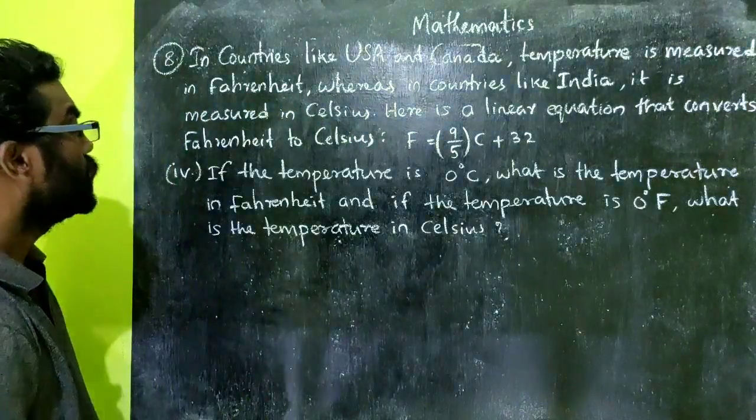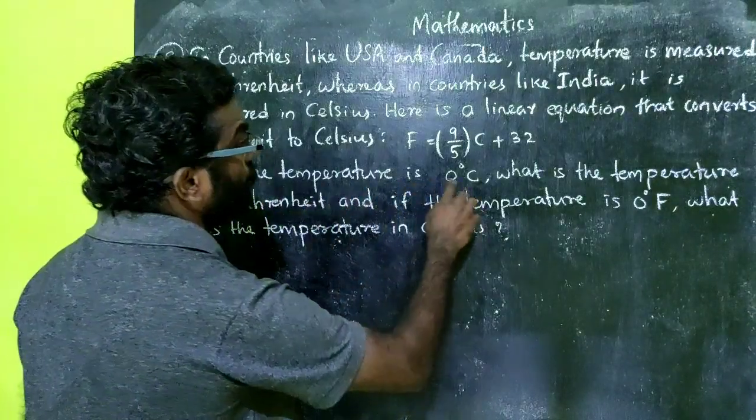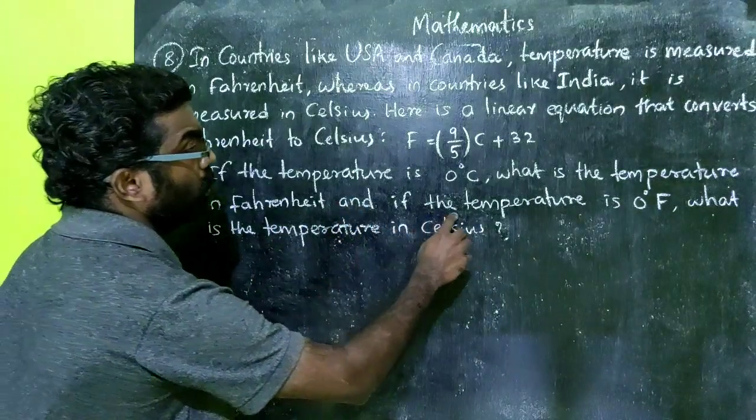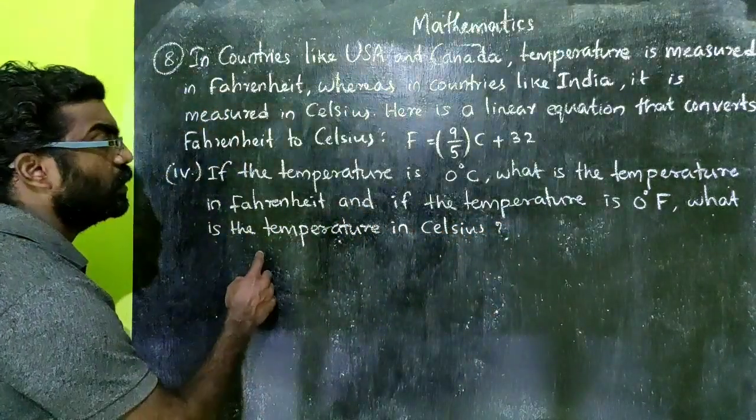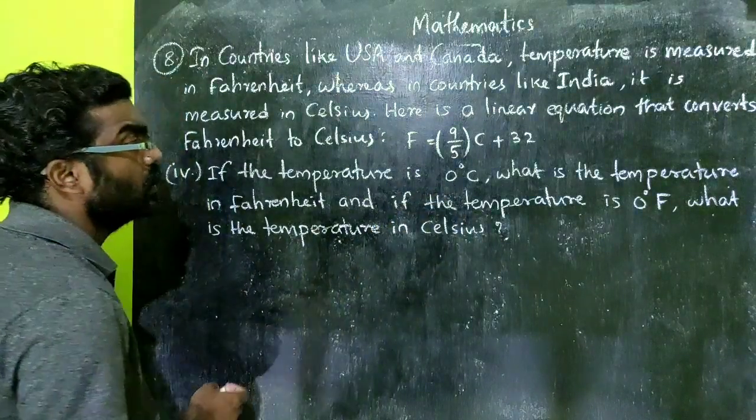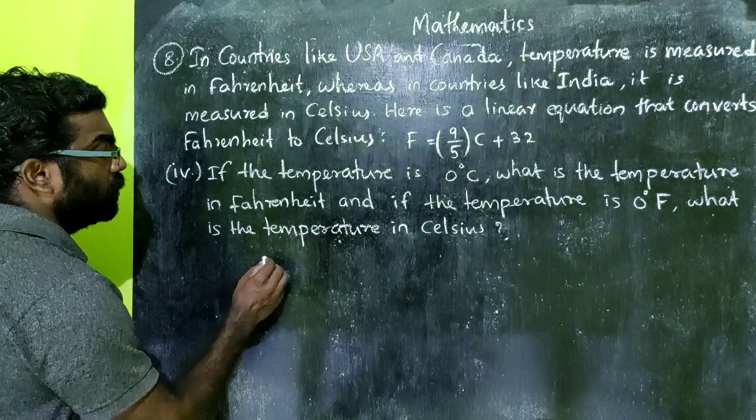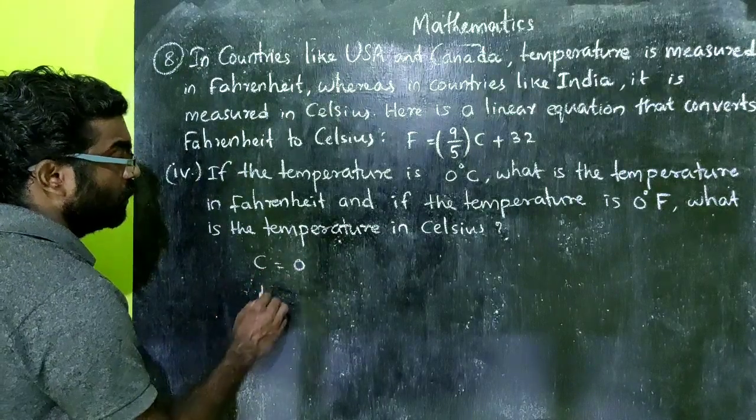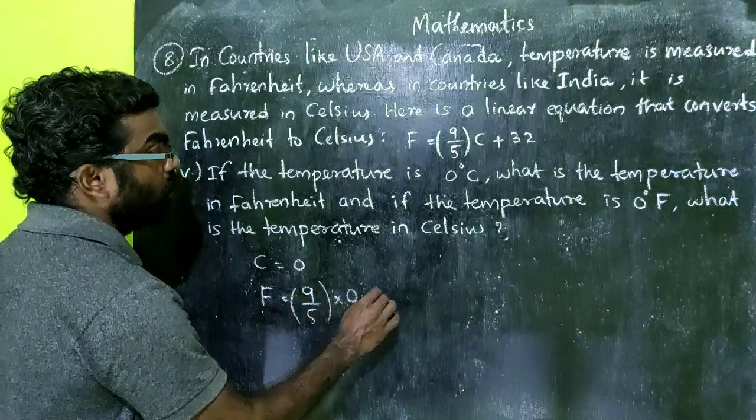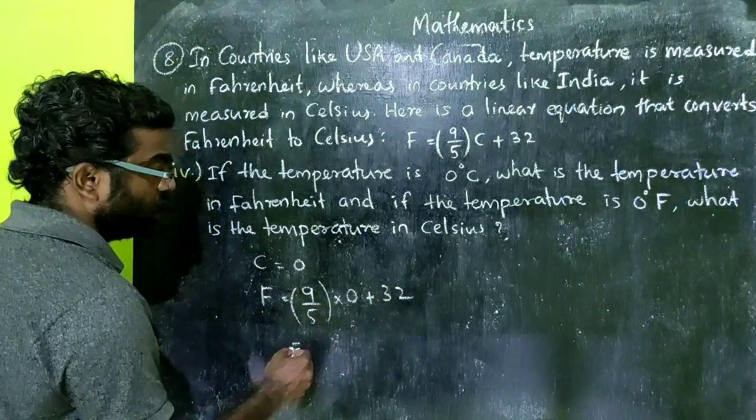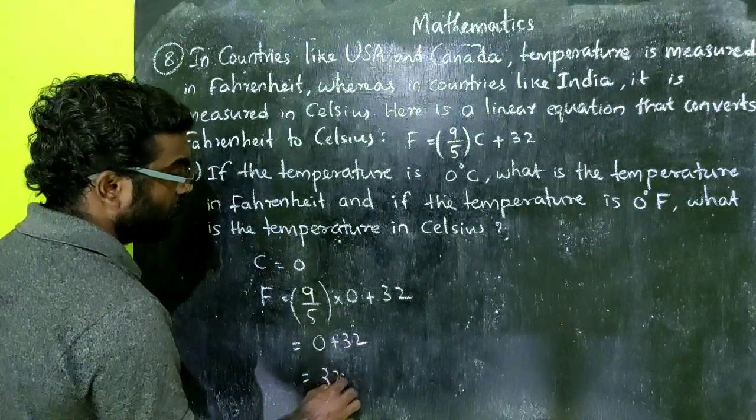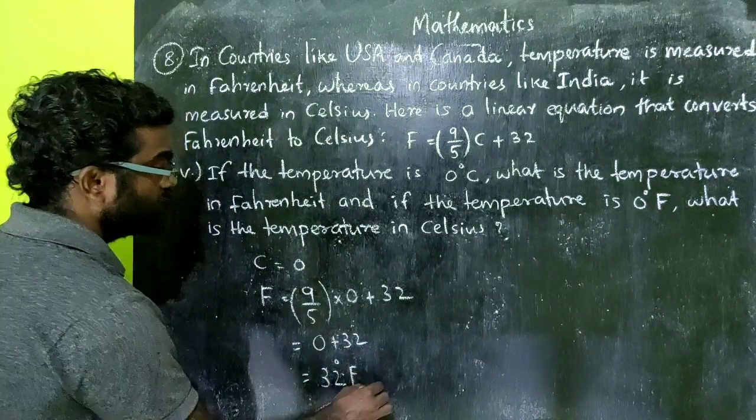Now the fourth sub question is, if the temperature is 0 degrees Celsius, what is the temperature in Fahrenheit? And if the temperature is 0 degrees Fahrenheit, what is the temperature in Celsius? First we can take the first part. Temperature is 0 degrees Celsius. That means C is equal to 0. So F is equal to 9 by 5 into 0, then plus 32. 9 by 5 into 0 means 0, plus 32, which is equal to 32 degrees Fahrenheit.